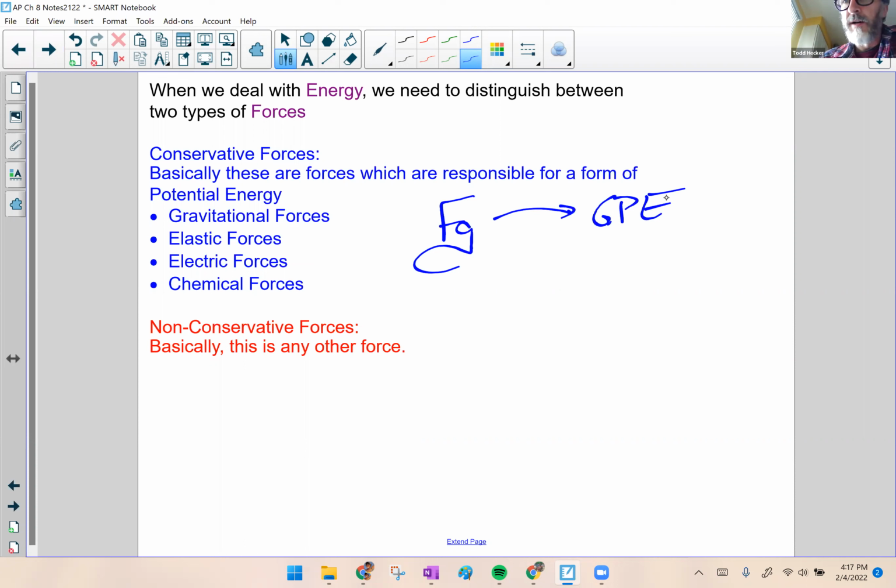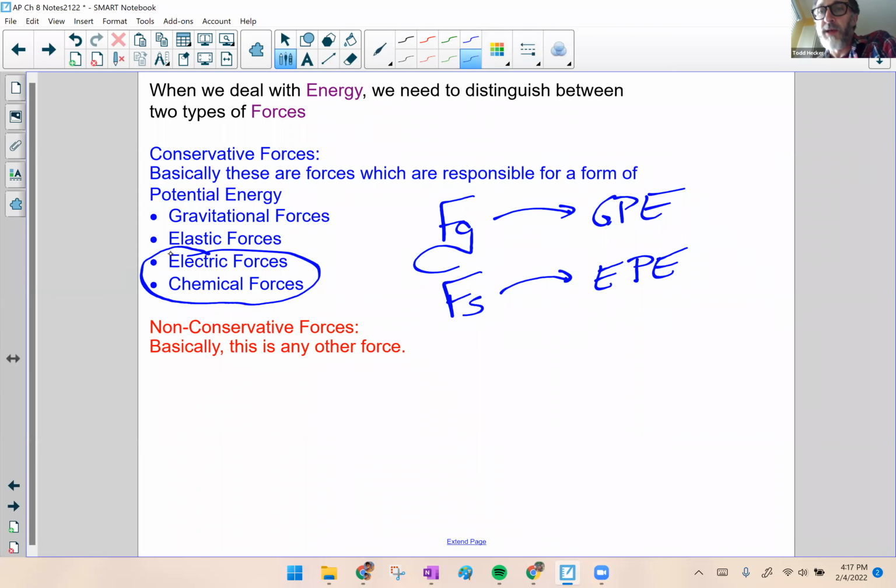The force of a spring or a rubber band is called conservative because it is responsible for elastic potential energy. It's outside the scope of this course, but if we ever dealt with electric forces or chemical forces, those would also be deemed conservative. Conservative forces are important because they don't change the total energy. Non-conservative forces are basically anything that's not conservative. If there isn't a form of potential energy associated with it, then it is non-conservative.